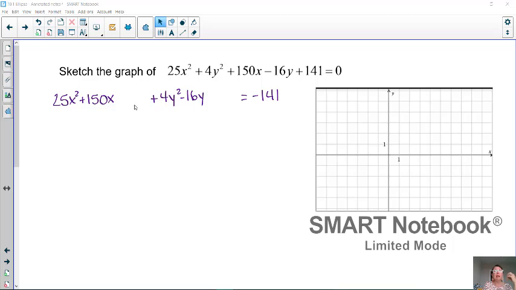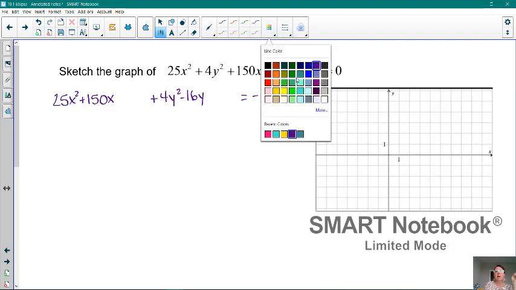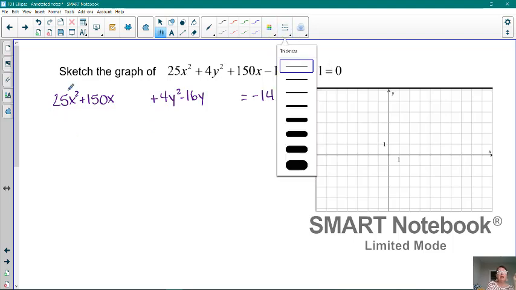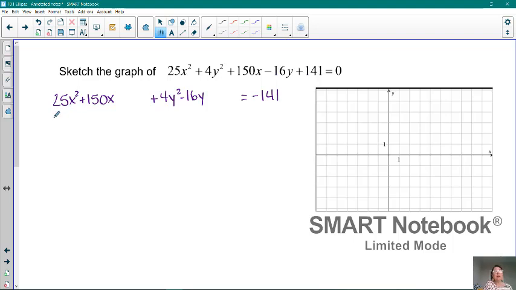So I've gone ahead and I've grouped my x's, grouped my y's, and moved my constant over to the other side. All right, so my next step is going to be, remember the lead coefficient has to be 1, so I'm going to factor out my 25 on the x terms, and that leaves me with x squared plus 6x. On my y terms, the coefficient of y squared is 4, so I'll factor out a 4. It's nice that it goes in evenly with 16, but remember it doesn't have to. But we're thankful it does. And then that equals negative 141.